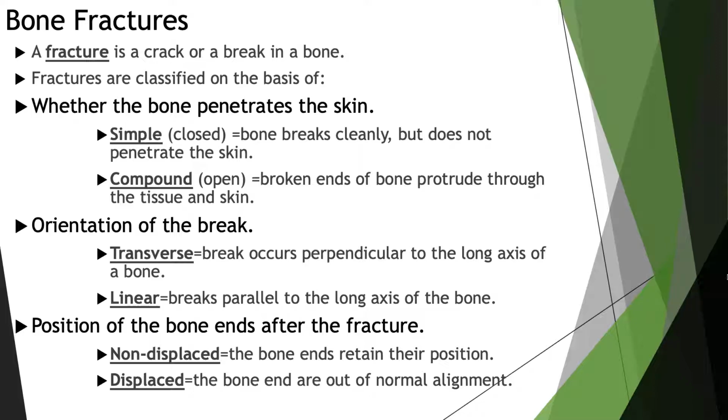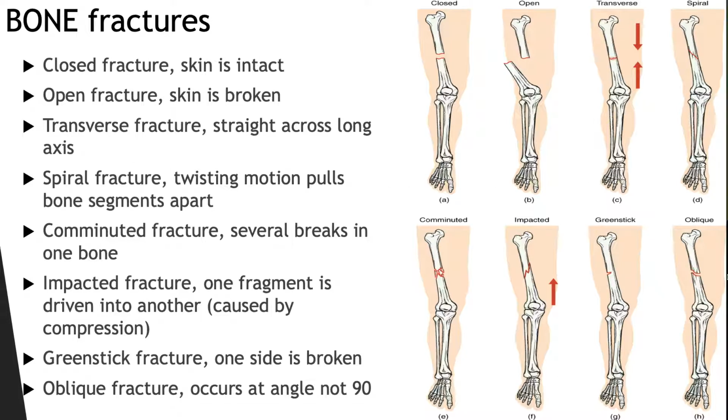We can also classify it on the orientation of the break, and those can either be transverse, where the break occurs perpendicular to the long axis of a bone, or linear, where it breaks parallel to the long axis of the bone. And then thirdly, we can compare them based on the position of the bone ends after the fracture. So they can either be non-displaced, so the bone ends retain their position, or they can be displaced, where the bone ends are out of normal alignment.